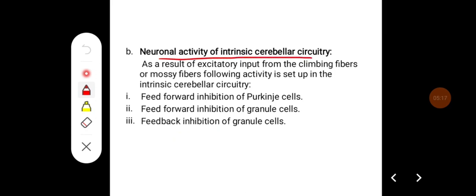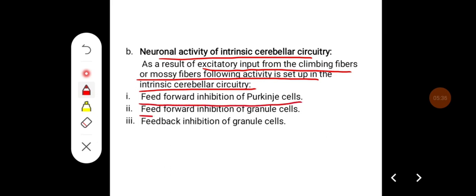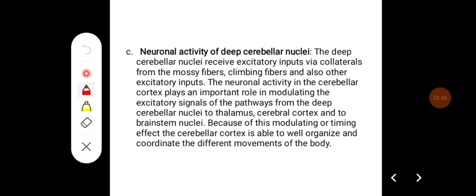Neuronal activity of the intrinsic cerebellar circuitry. As a result of excitatory input from climbing fibers or mossy fibers, the following activities are set up in the intrinsic cerebellar circuitry. That is, there can be feed forward inhibition of Purkinje cells, there can be feed forward inhibition of granule cells, and there can be feedback inhibition of granule cells, which are going to modulate the activity in the Purkinje cell.